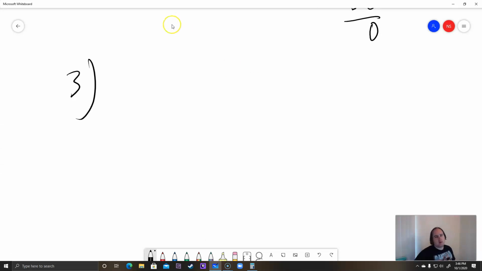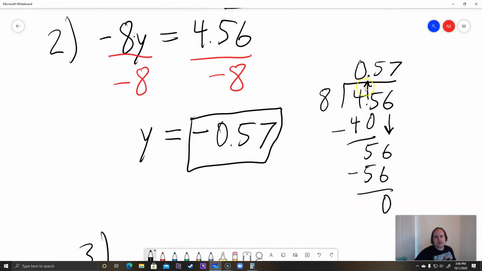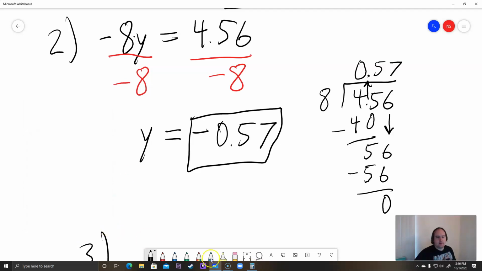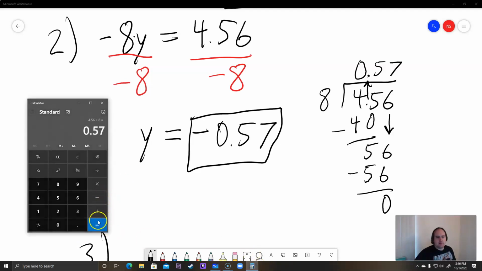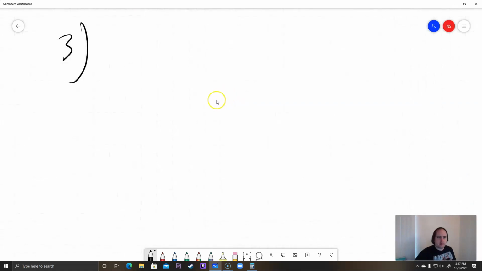Oh, by the way, I almost forgot. For number 2, we could have used a calculator. How would we type this into the calculator? We would have typed in 4.56 divided by 8. So if I do 4.56 divided by 8, that gives us the same answer. Still gives us 0.57, but it's negative because there was a negative 8 on the bottom. So it's negative 0.57. So it's even easier on a calculator.